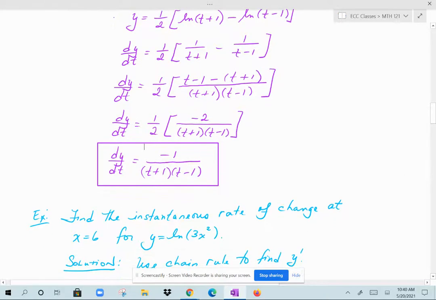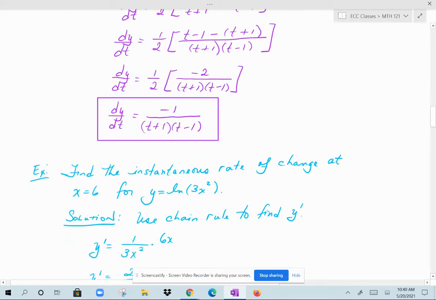Okay, so here we're going to find the instantaneous rate of change at x equal to 6 for y equal to the natural log of 3x squared. Remember, this is just another way of being asked to find the derivative. And once we find the derivative, we will plug in 6. So here, again, I do have the option of expanding and then taking the derivative, but this one is pretty straightforward. I'm just going to use chain rule.